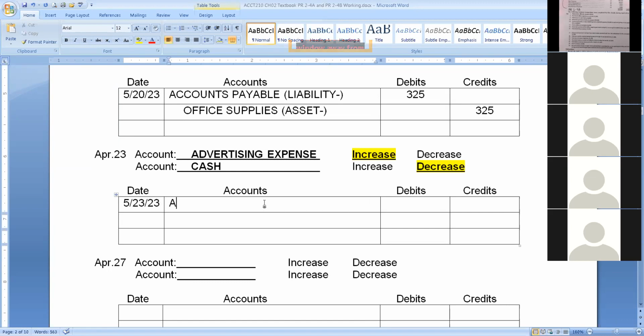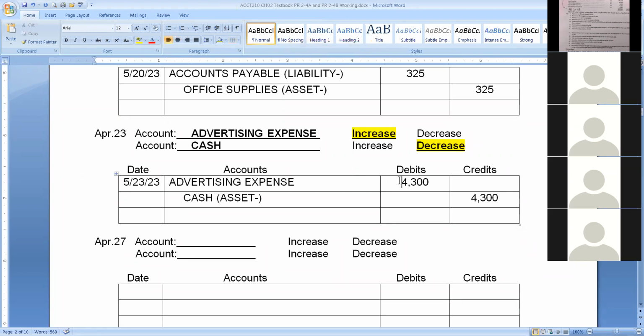Okay, so advertising expense. Debit 4,300. I'm so confident in that I am going to say cash, asset going down. That's going to be 4,300 also. So if you know one side of it, for most of these, if there's only two accounts, you know the other side. The nice thing about any expense, it's going to be a debit.